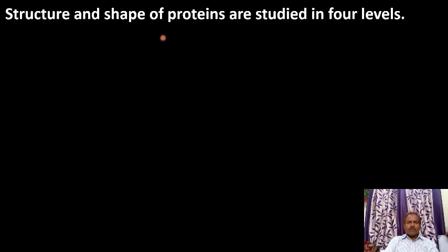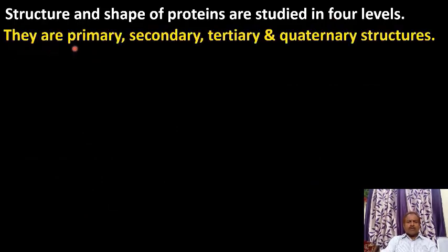Structure and shape of proteins are studied in four levels. Those four levels are primary, secondary, tertiary and quaternary structures.